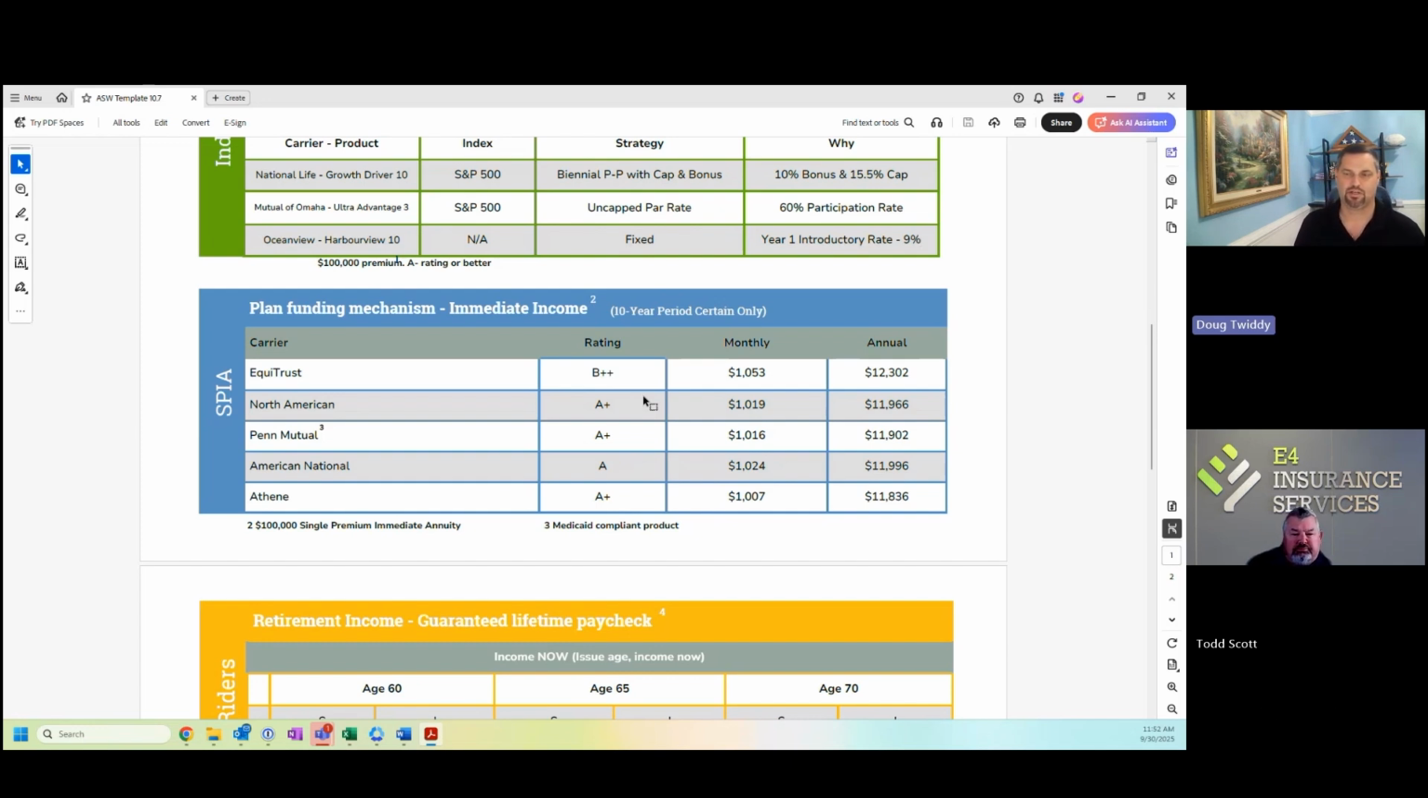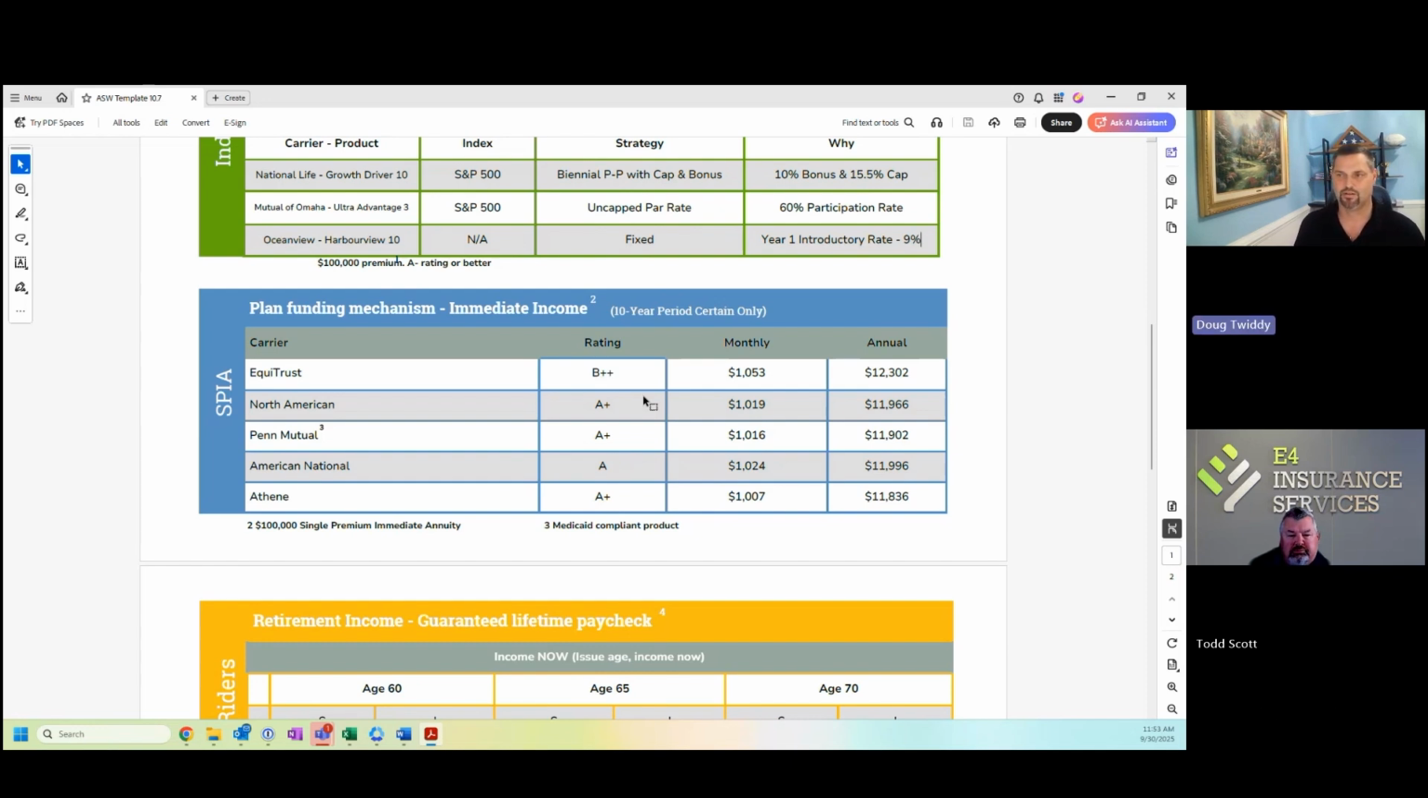On a SPIA, it doesn't have to be guaranteed lifetime income. We're not talking about retirement income necessarily. We can produce income for a set number of years, right? We can fund a SPIA to produce an income to pay a life insurance premium when you're doing, say, a 5-pay, 10-pay, or 20-pay. I've seen somebody do offset mortgage payments. He wanted to make mortgage payments for his son, and he handled it through a SPIA.